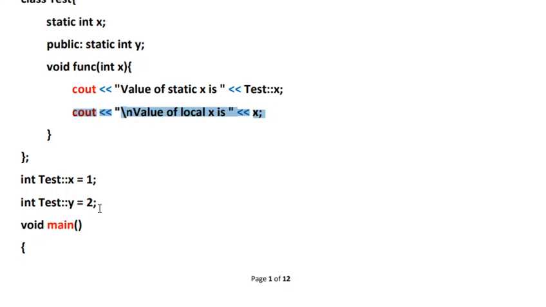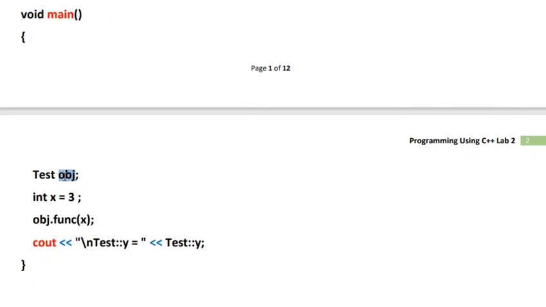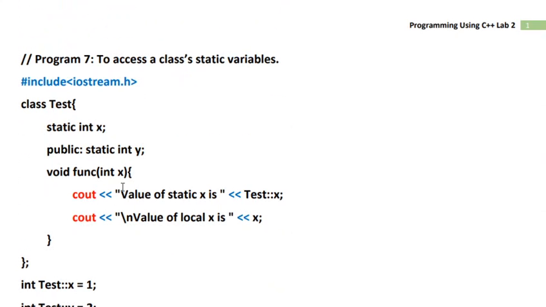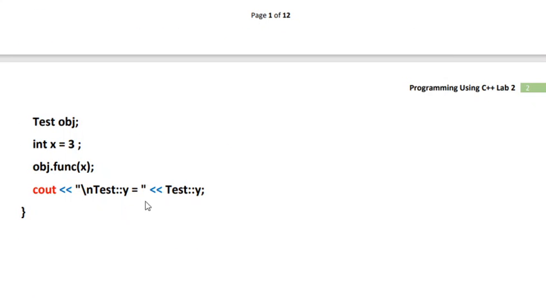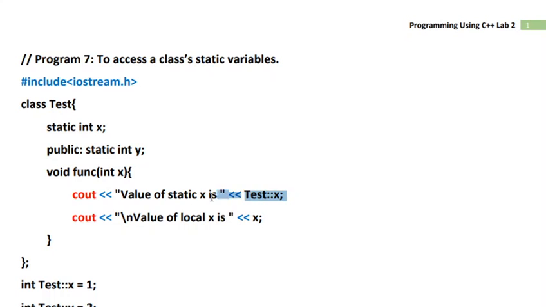Just remember that I have initialized 1 and 2 to the static members x and y. Now I've declared an object of type test, and to x I've initialized value 3. Now I'm calling function func using the object obj by passing x. The value of x is 3, so this x will be replaced with 3. So the local value of x that will be printed will be 3. This program will print the value of the static variable x, that is 1, and the local value of x, that is 3.